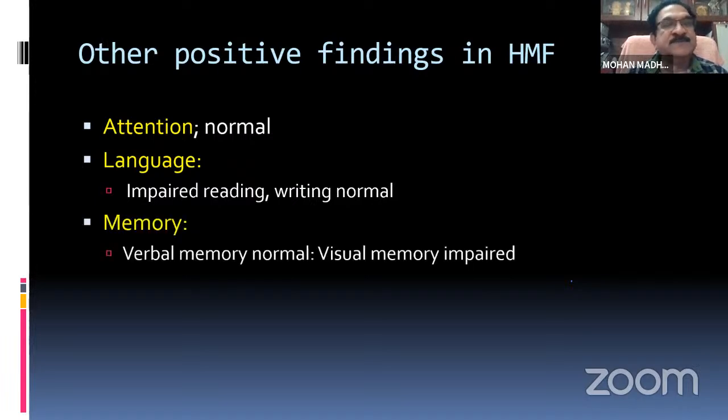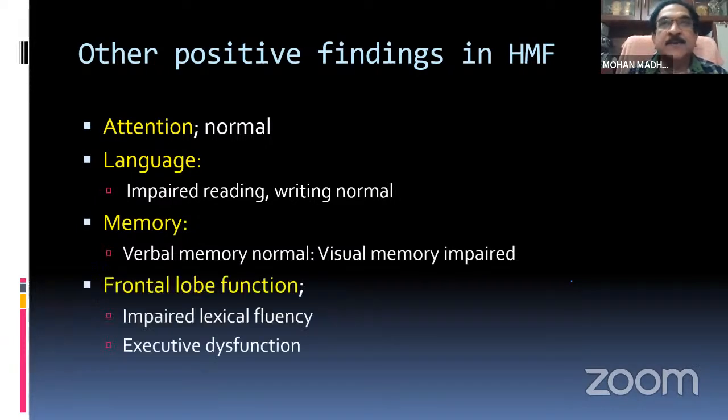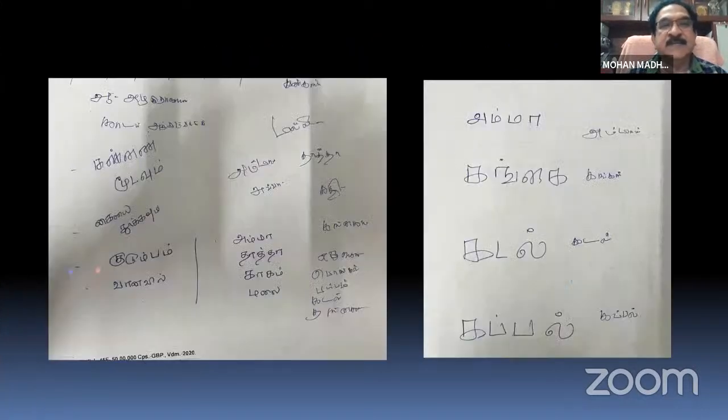His verbal memory was normal. Visual memory was impaired, indicating a right temporal lobe involvement. And he had other frontal lobe findings on testing. He had impaired lexical fluency and extremity dysfunction. The writing is fairly okay.